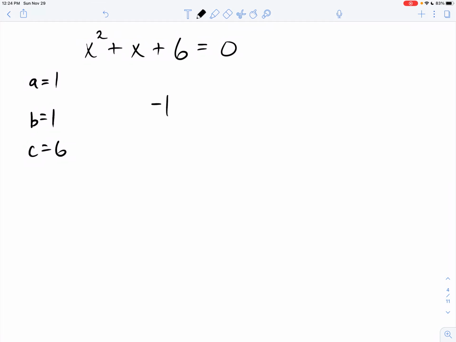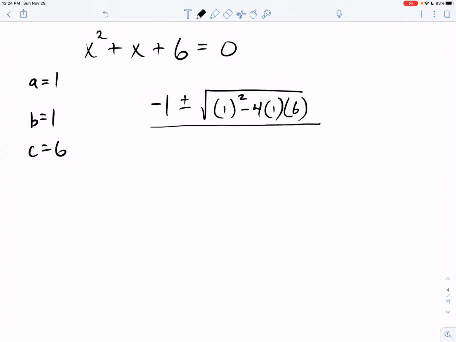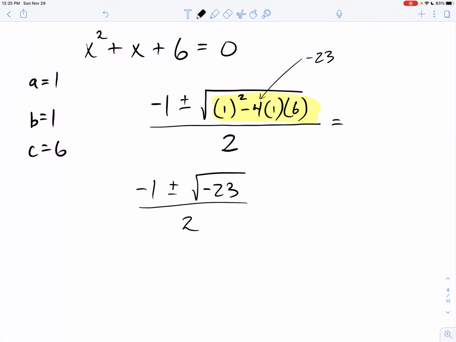Negative b plus or minus square root of b squared minus 4 times a times c all over 2 times a. And once again, if you were to punch this in exactly how you wrote it, your calculator will not be lying to you when it tells you this answer is negative 23. So what does that mean? I have negative 1 plus or minus square root of negative 23 over 2.